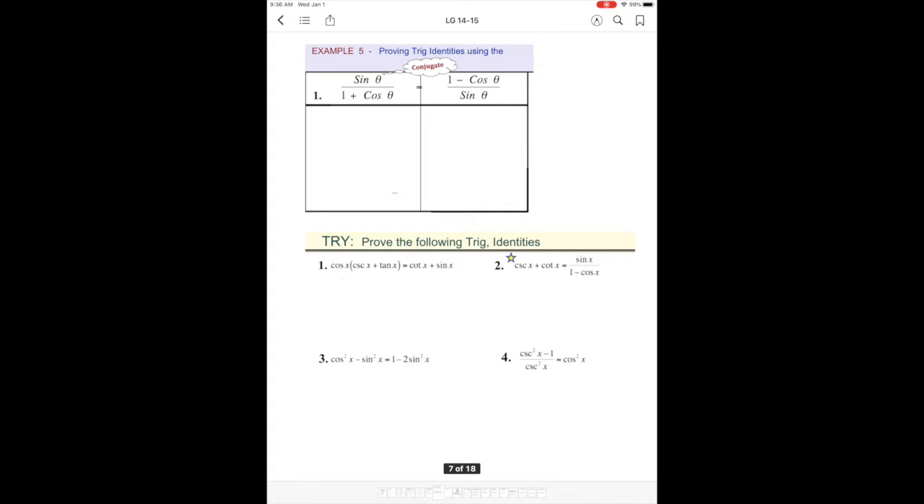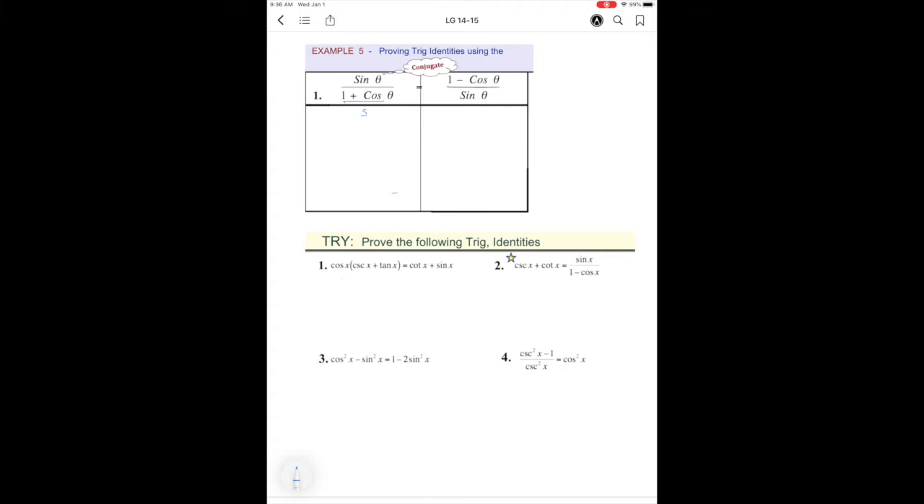Hello, we're back again. This is part 3 now, just finishing up Learning Guide 14. Now we're going to deal with those conjugates I talked about earlier. And remember when I said you have a 1 plus C and then on the other side on the top you have a 1 minus C? That situation sort of triggers a conjugate to be done.